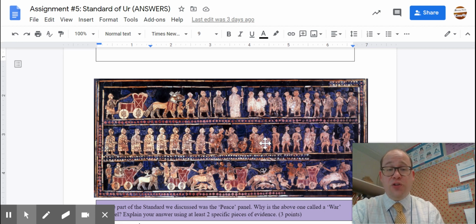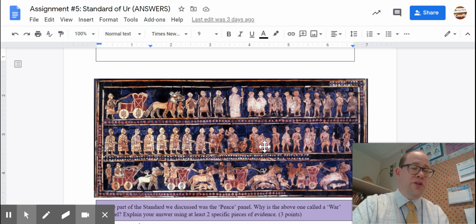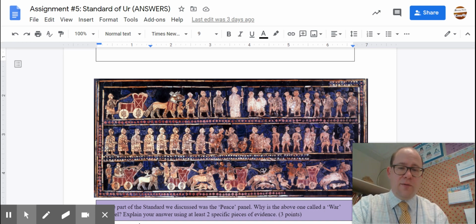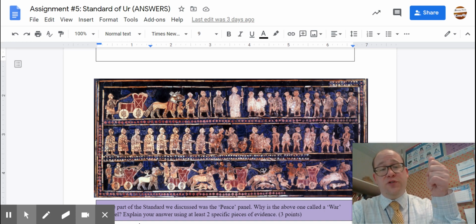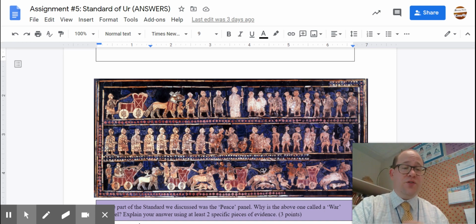And why is it called the war panel when the front one, the one that we did in class together, was called the peace panel? What evidence does this one have? And again, you want to have observations and then you want to make an inference based on that evidence. All right. So, that is the rest of today's assignment.